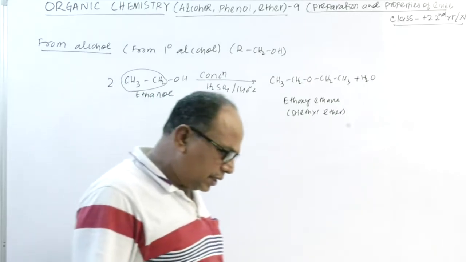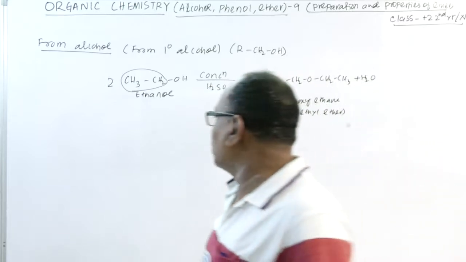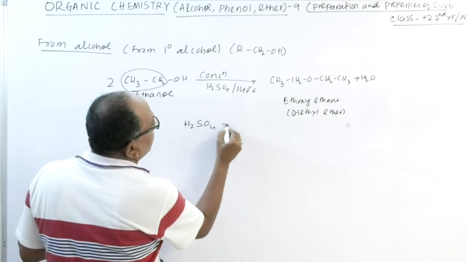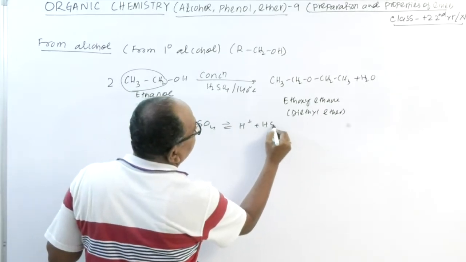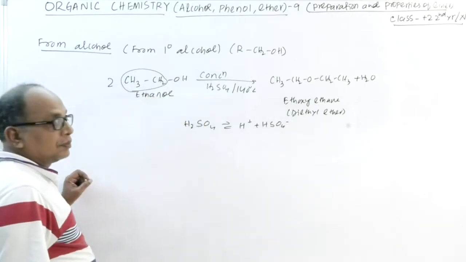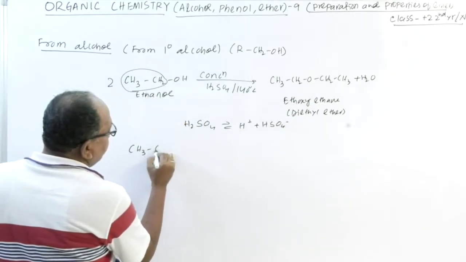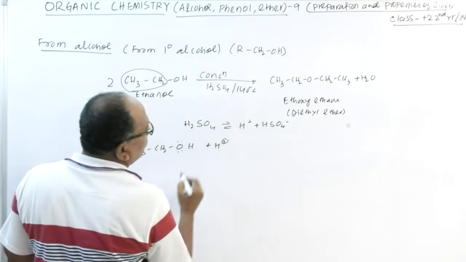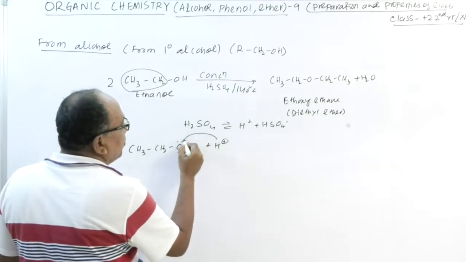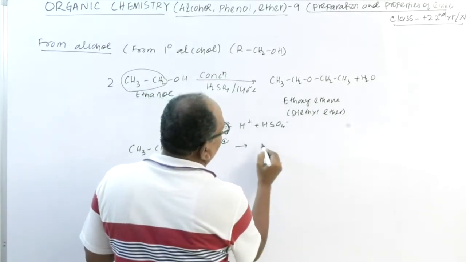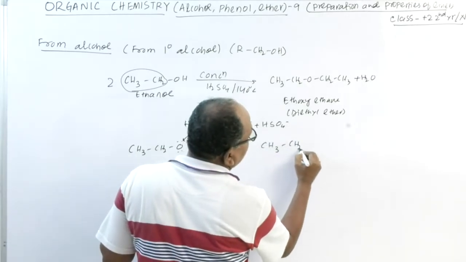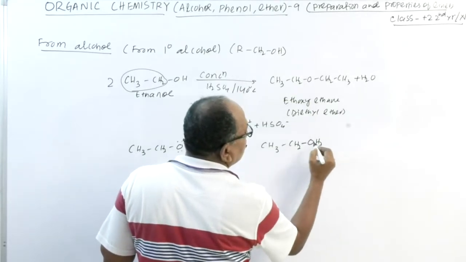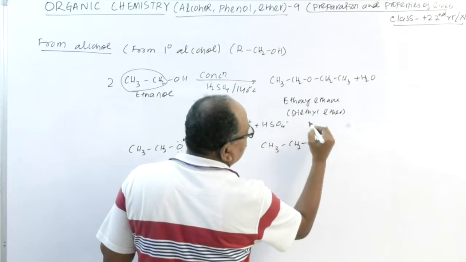So next question, how is it taking place? This is your sulfuric acid, which provides H plus ion and HSO4 minus ion, and this is your alcohol, and this is your proton from the acid, and this one is protonated. As a result, it forms CH3CH2OH2 plus.